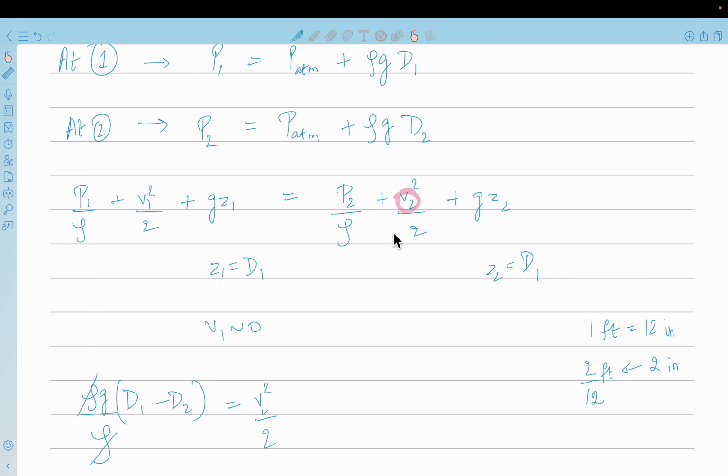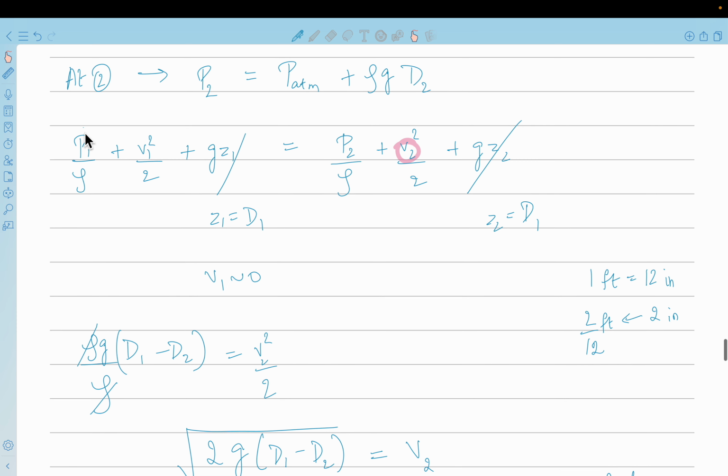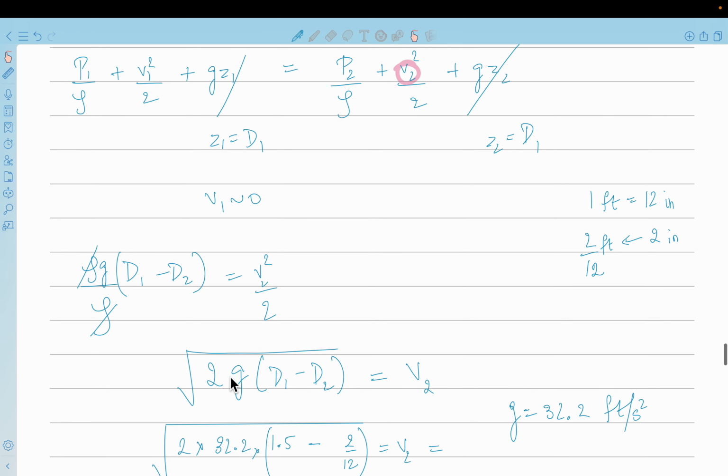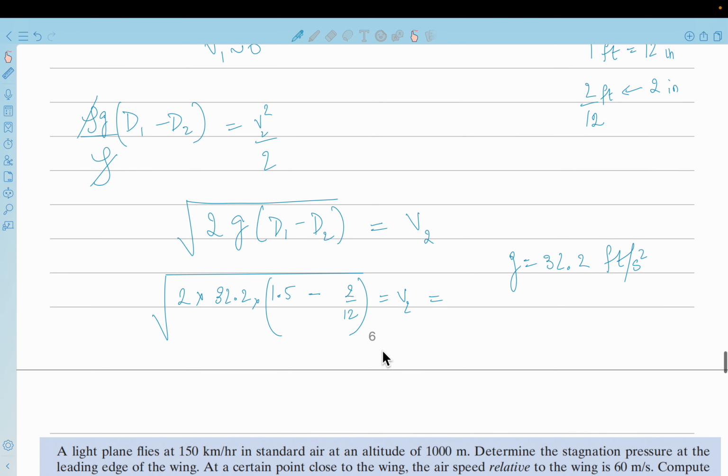And as a result, these terms will just get cancelled out. And then what you will be left with is P1 by rho and P2 by rho. So you have only 2 times g into D1 minus D2. Can you calculate this value and tell me what is the answer? Just plug in these values and find what is V2.